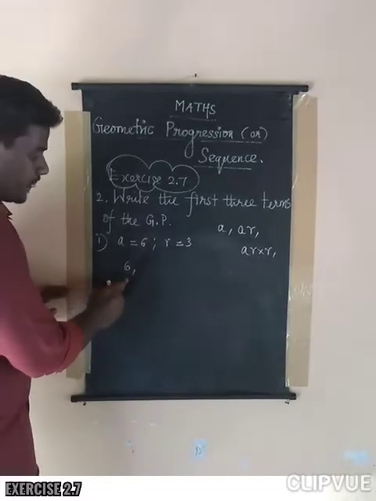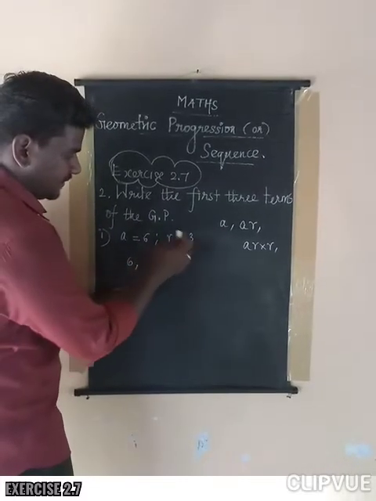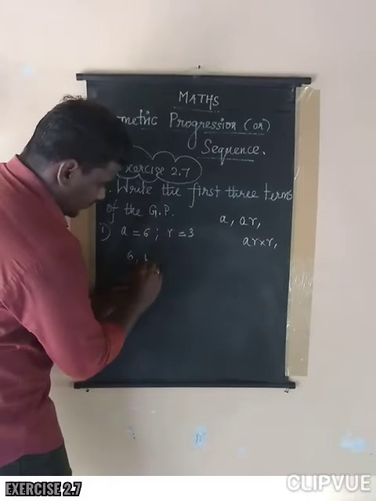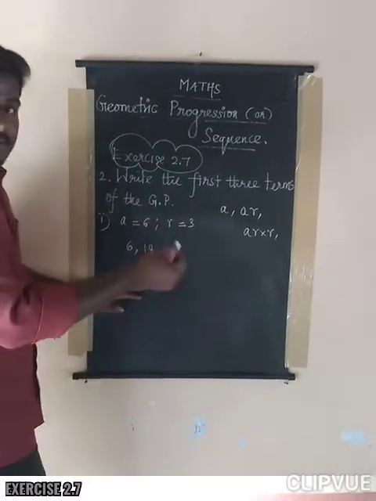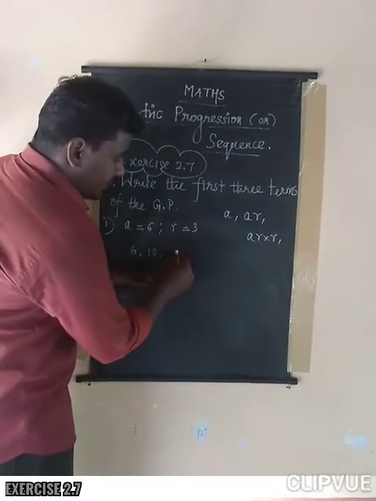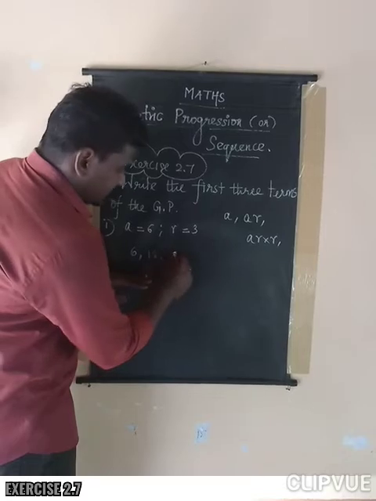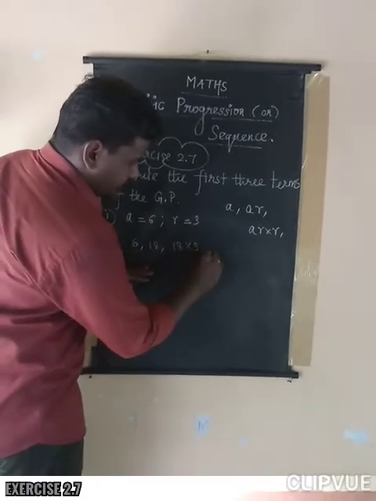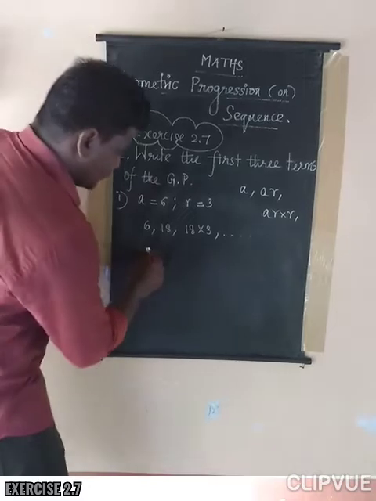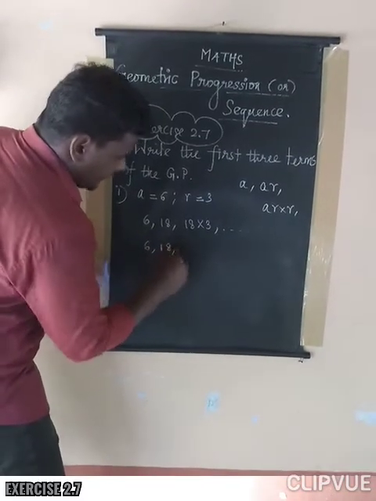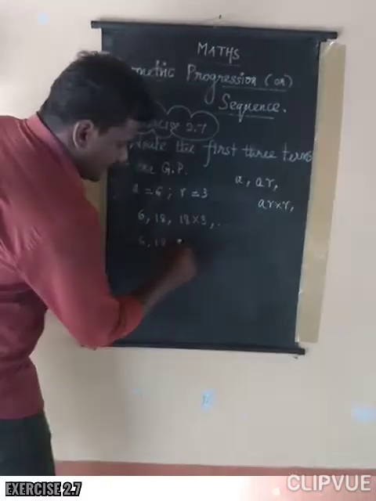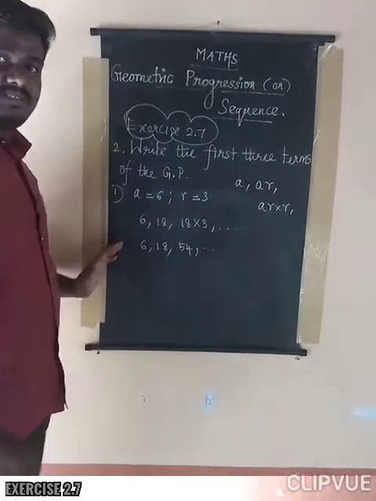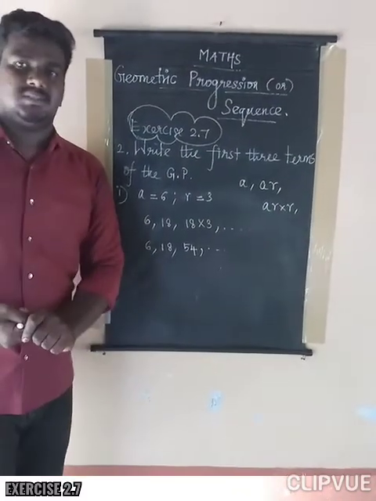First term 6. The second term is multiplying the common ratio by the preceding term. So 3 into 6 is equal to 18. And the third term will be the common ratio into the preceding term. The preceding term is 18, into the common ratio 3. So 6, 18, 18 into 3 is 54, and so on. This is the required first three terms.